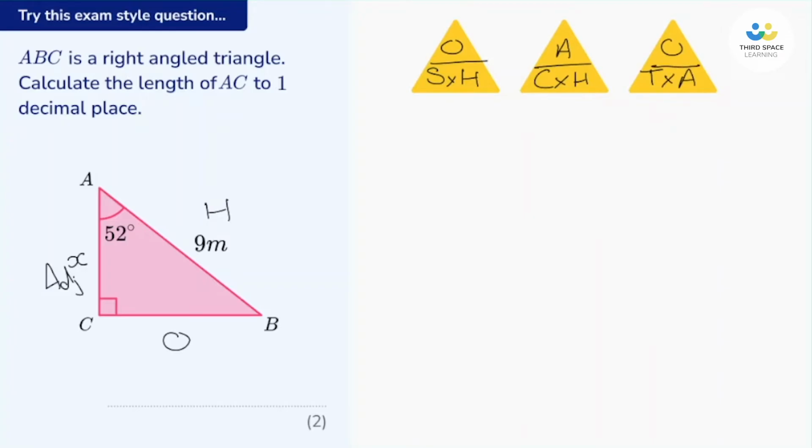Right, let's see what we've got. Well, I can see we have the adjacent side, which is X, and we have the hypotenuse, which is 9. We don't know anything about the opposite, so let's forget about it. Which triangle will I pick? Well, I need one that's got the adjacent and the hypotenuse. Well, it's this one, isn't it? It's the middle one. You can see there we've got A and H, so we don't need this one, and we don't need this one.